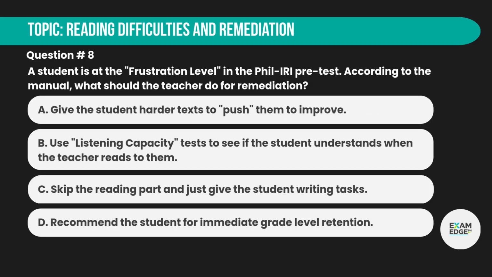Question number 8. A student is at the frustration level in the Phil-IRI pre-test. According to the manual, what should the teacher do for remediation? A. Give the student harder texts to push them to improve. B. Use listening capacity tests to see if the student understands when the teacher reads to them. C. Skip the reading part and just give the student writing tasks. D. Recommend the student for immediate grade level retention.